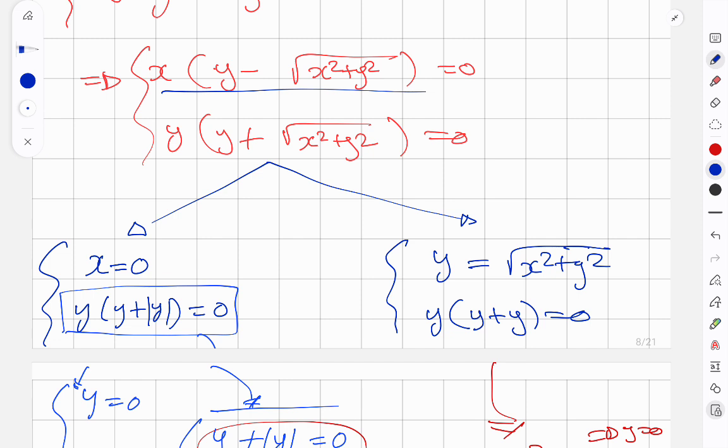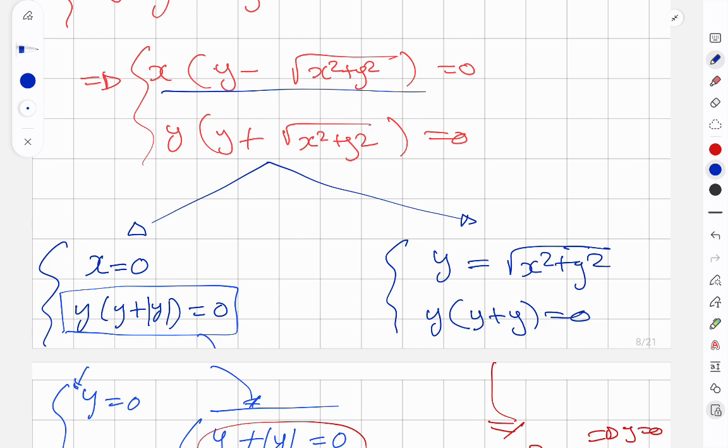So here I got x equal to 0 and y equal to 0. But here I didn't have any solution yet. So now you focus on this equation. You will have two possibilities here. One, either y equal to 0 and x is already 0, or you have y plus modulus y equal to 0 and x equal to 0. Right? You have a times b equal to 0, so either a could be 0 or b could be 0.